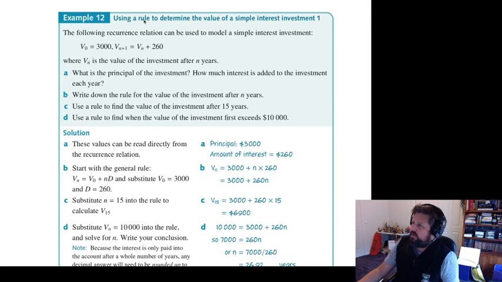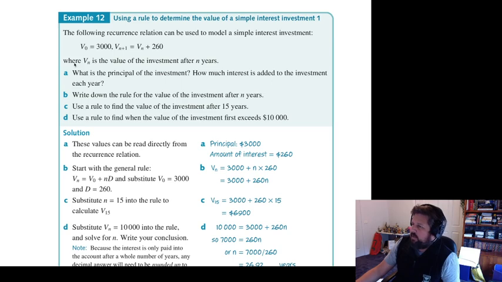It says, use a rule to determine the value of a simple interest investment. This is example number 1. The following recursion relationship can be used to model a simple interest investment. V0 is equal to 3,000. The initial amount they started off with was $3,000. The next value in the investment is equal to the current value plus 260, so it's going up by 260 each time.